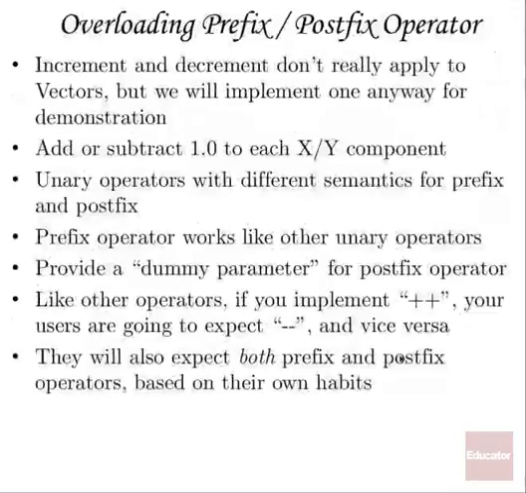So now I'm going to overload our prefix and postfix operator, which it really doesn't make sense for a vector, but I don't want to come up with another class where it does make sense. We're going to increment and decrement the vector anyway. So what we're going to do is we're going to add a double 1.0 to each x and y component when we're incrementing it. Decrementing, we're going to subtract 1.0. Now the problem with the plus plus and minus minus, it's different semantics for if it comes before the variable as opposed to when it comes after the variable.